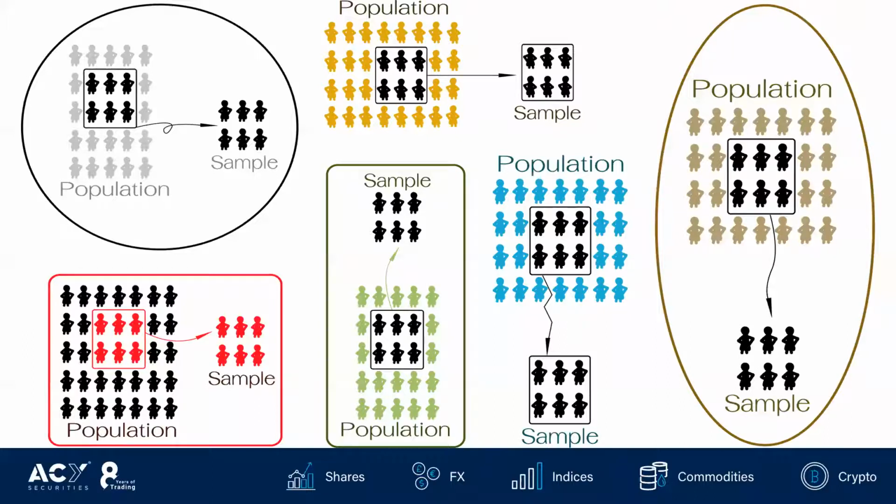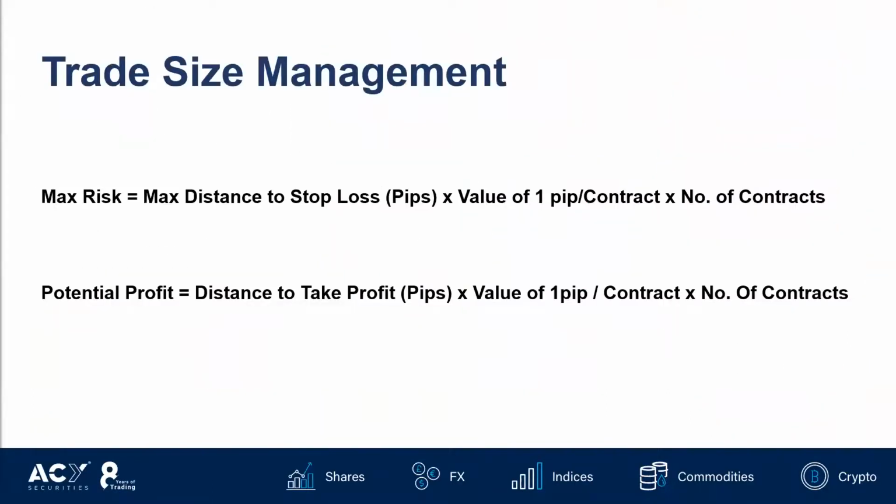So the next bit to think about is our actual trade size management. And trade size management can be done in two different ways with calculations. The potential profit of the trade is a function of the size of the trade and the number of pips the trade moves before being closed. The potential loss of the trade is a function of the size of the trade and the number of pips the trade moves before you actually close it.